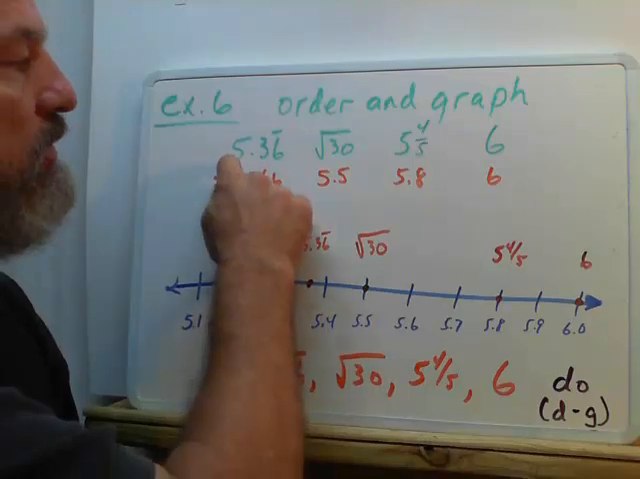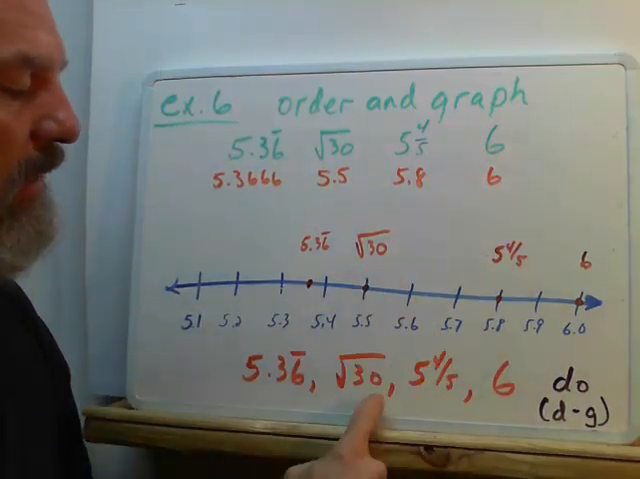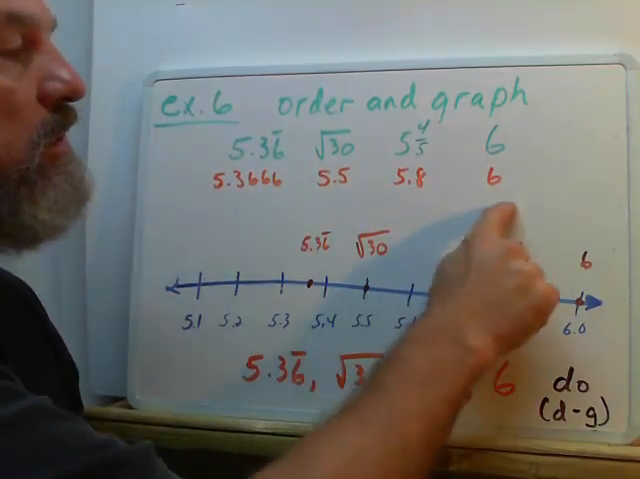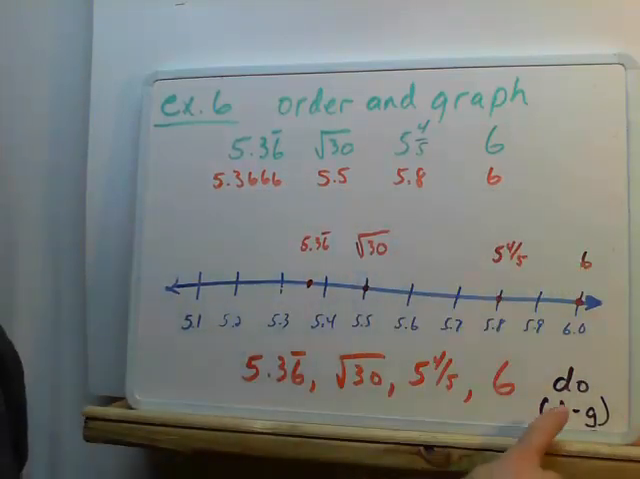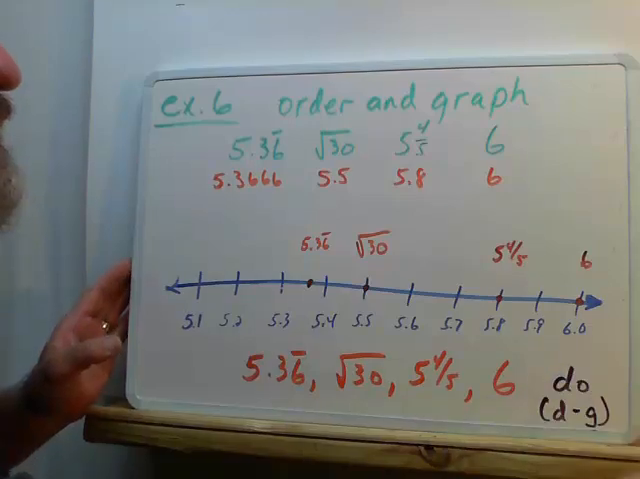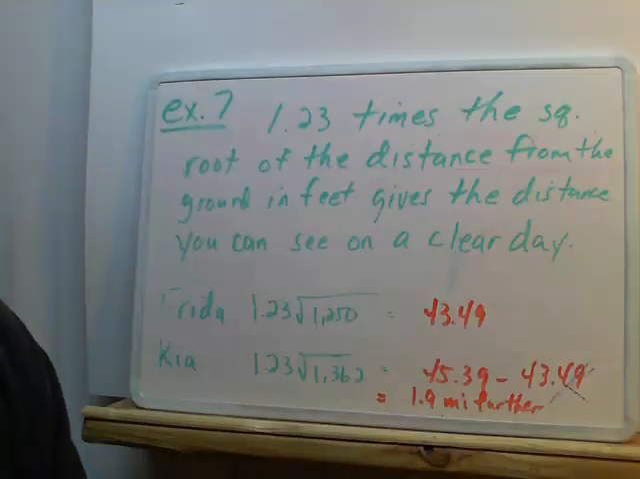Make sure you use the numbers they were given to label and to put it down here. You just use this to put them all in one common form in order to rank them. Please press pause and do letters D through G. Example 7.